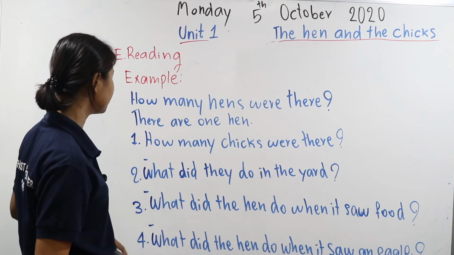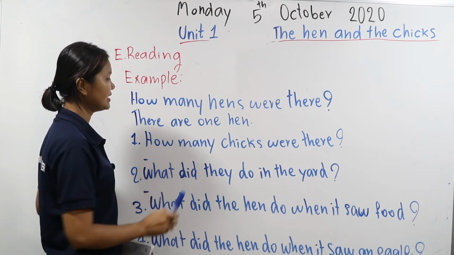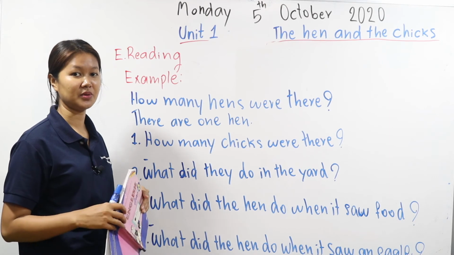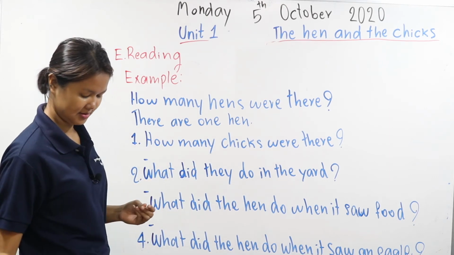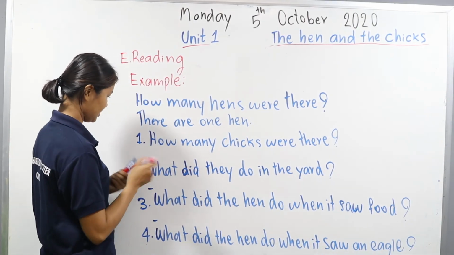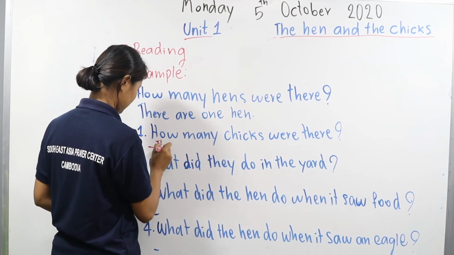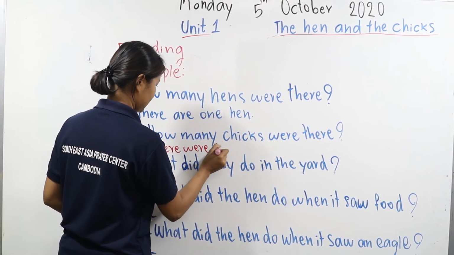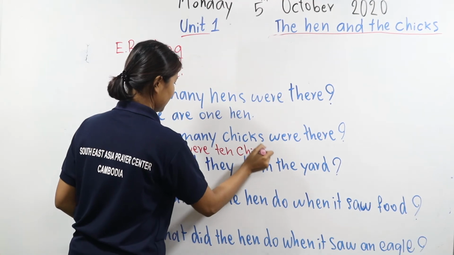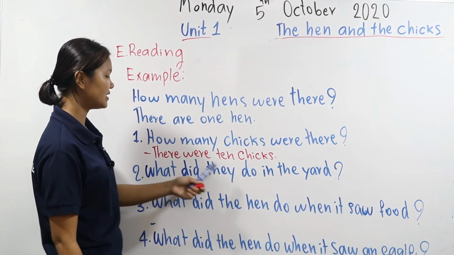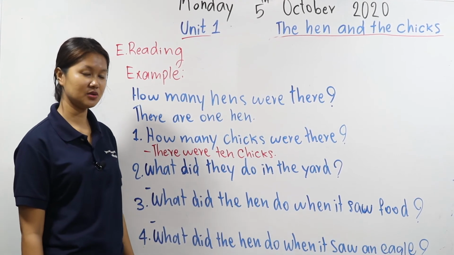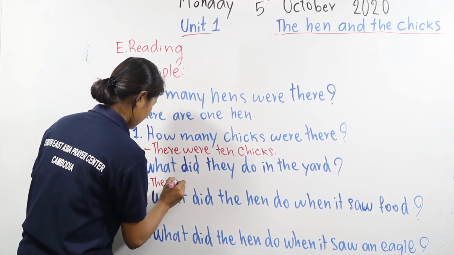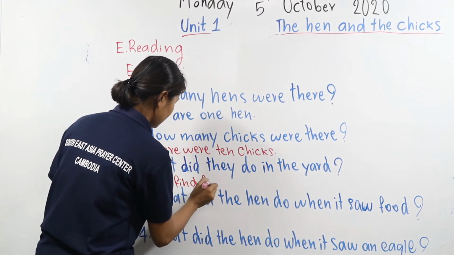Alright, so question number 1, how many chicks were there? So we already read our text. How many chicks? Okay, there were 10 chicks. So maybe I will just answer with the red one. There were 10 chicks. What did they do in the yard? Okay. They find food.